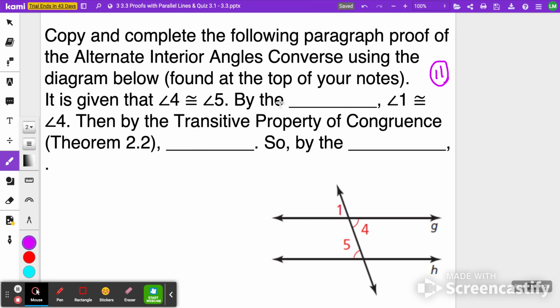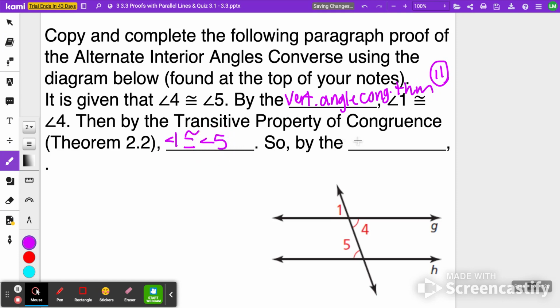All right, angle 4 is congruent to angle 5. By the blank, angle 1 is congruent to angle 4. We are going to use the vertical angle congruence theorem. Angle 1 is congruent to angle 4. Then, by the transitive property of congruence, angle 1 would be congruent to angle 5.